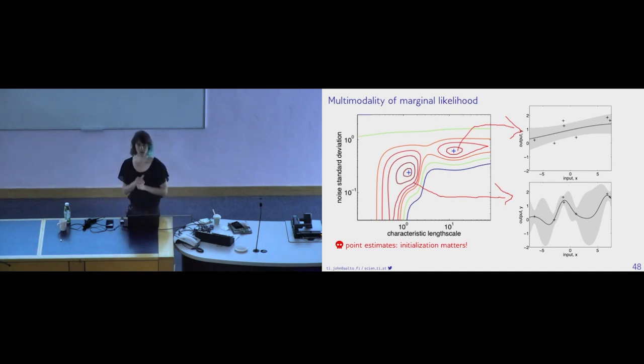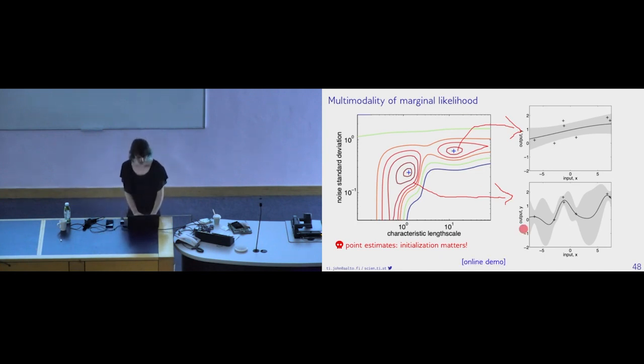Lots of things you can do about it. You could add priors or constraints to guide the optimization. You could use multiple restarts to try out different starting points in the hyperparameter space and figure out where they end up.